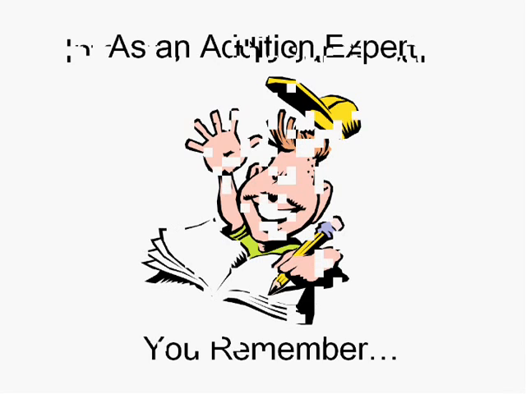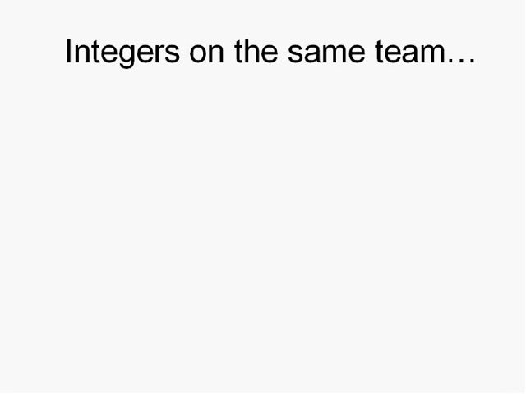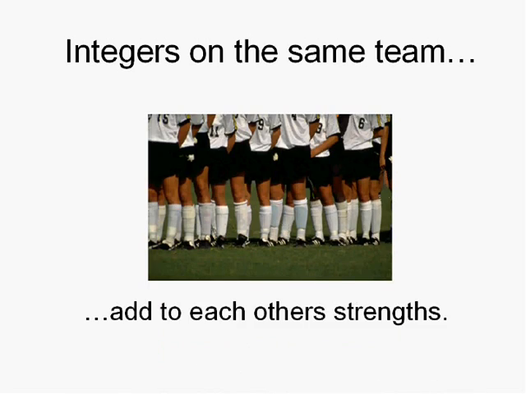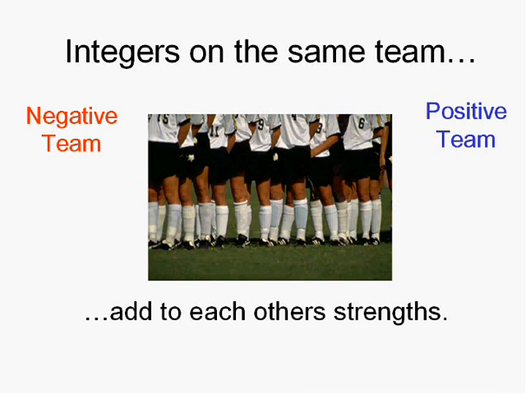Do you remember? There were really two groups. When integers had the same sign, we treated them as if they were on the same team, for instance, the negative team and the positive team. When they were on the same team, for instance, -7 and -2, they added to each other's strengths, and we just made them more negative: -9. +7 and +2 are +9, more positive.